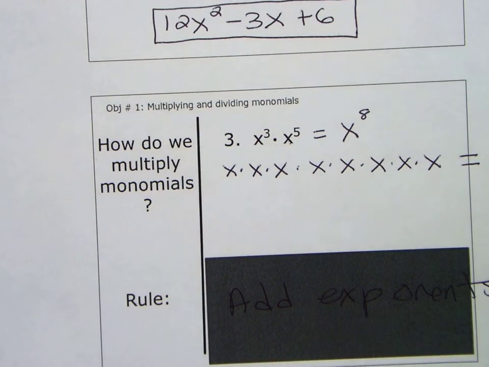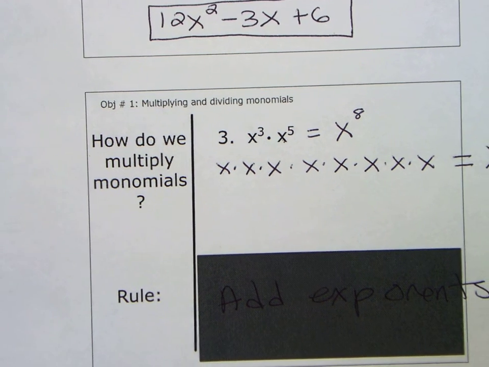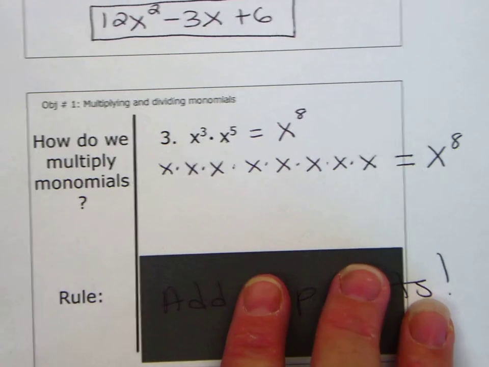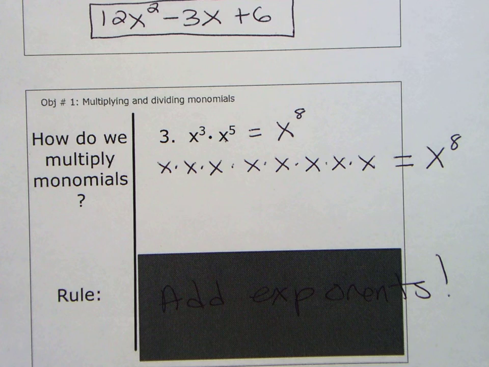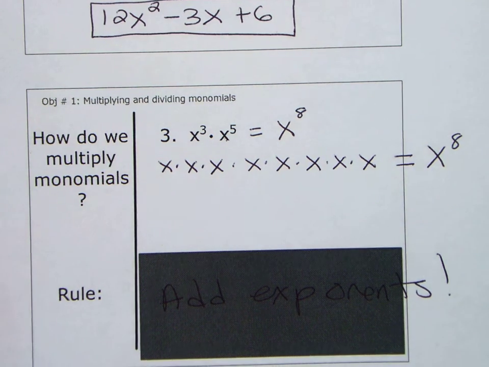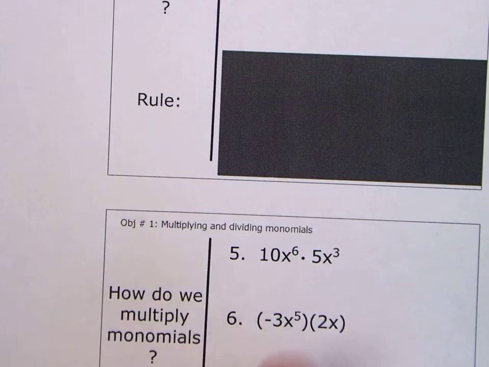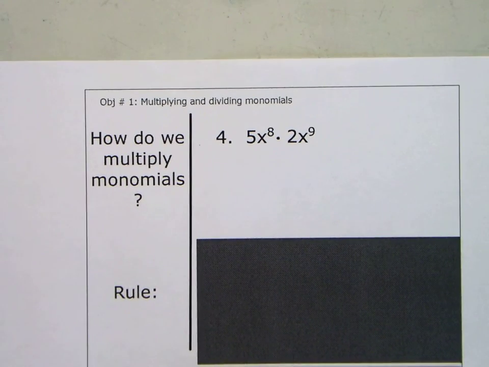I don't know if you can even see that. Well, I'm going to write it on the next page. So the rule is adding exponents, okay? Sorry, you can't. That did not come out great. All right. Let's look at one that's a little more interesting, okay? All right. How do you multiply monomials?